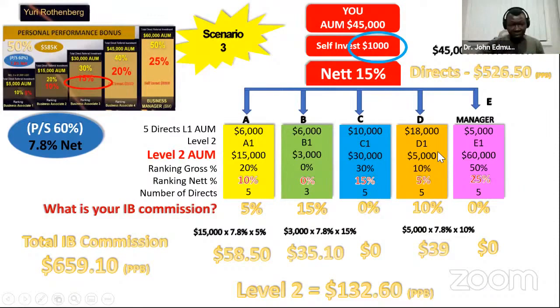Whereas here, client D has 18,000 and only 5 clients and 10%. So you'll get the difference of 10% here because they're only eligible for 5%. The 10% will give you an extra $39. And because you're still not a business manager, whereas E is already a business manager, you will get nothing here. So in this scenario, your income from level 2 is 132, plus your level 1, you will get $659 as your commission.